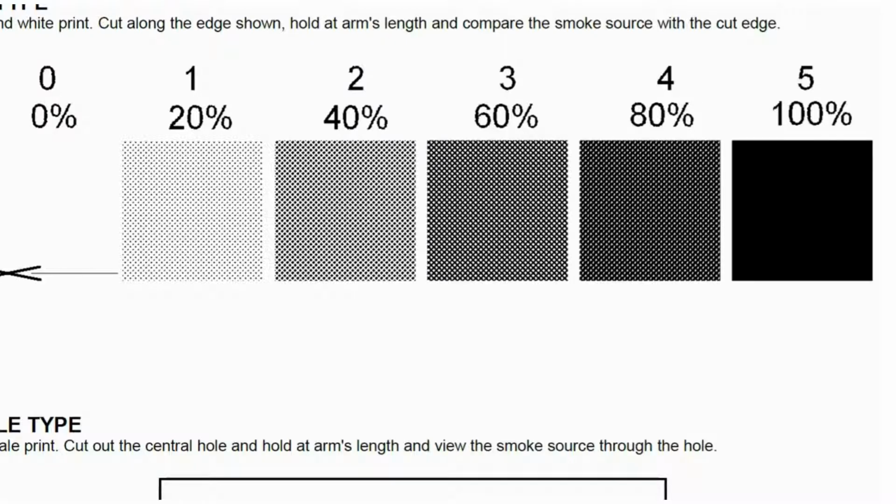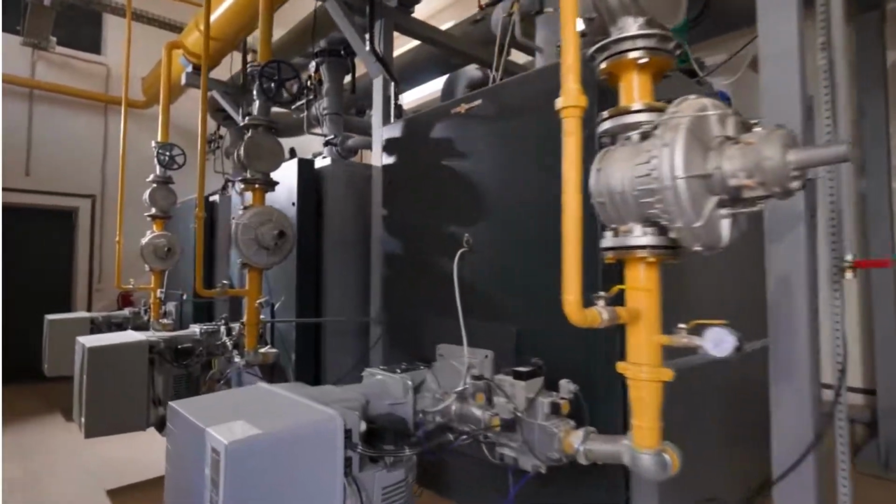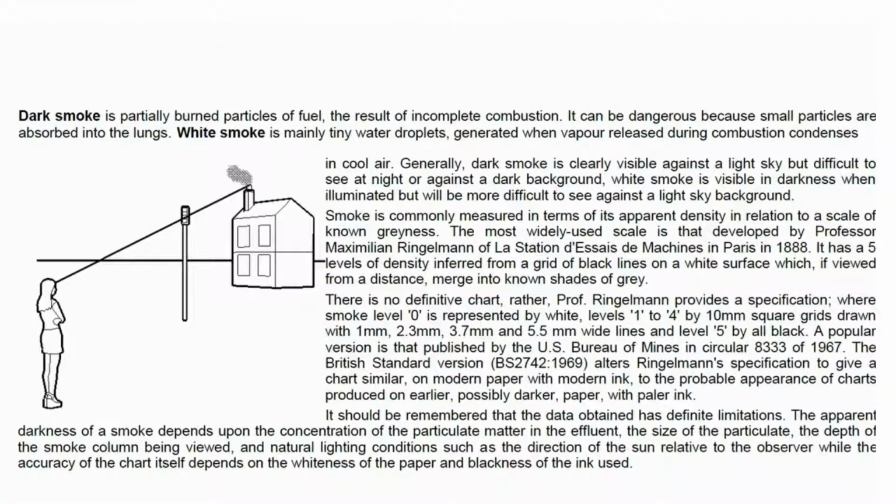So kita akan melihat dari segi apa yang keluar dari cerobong, and then what is the density of the smoke, because the density of the smoke is proportionate to the efficiency of the combustion. Okay. So dark smoke basically kita ada dua lah. Kalau white smoke biasanya wujud, terbentuk daripada tiny water droplets.